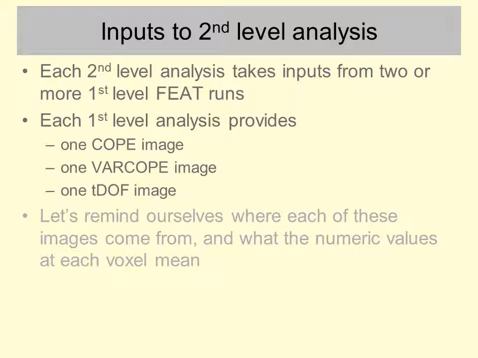The third image, which is sometimes made use of, is the TDOF image. That's the image that tells you for each voxel what the estimate of the effective independent number of time points at the first level was. Remember how last week we talked about correction of voxel time series for the autocorrelation problem? Well, the TDOF image is the output of that process. So on the next slides, we'll remind ourselves where each of those images come from and what the numeric values at each voxel mean.